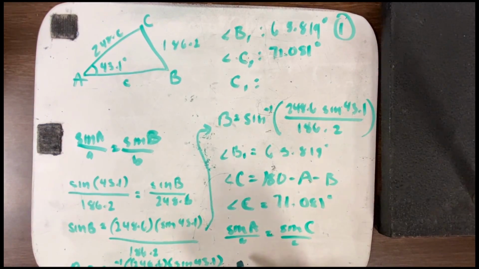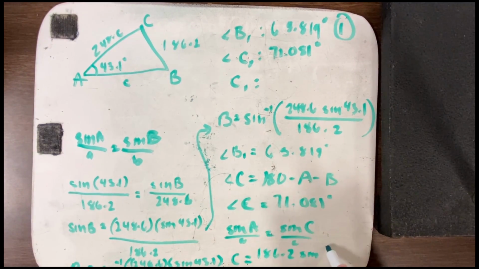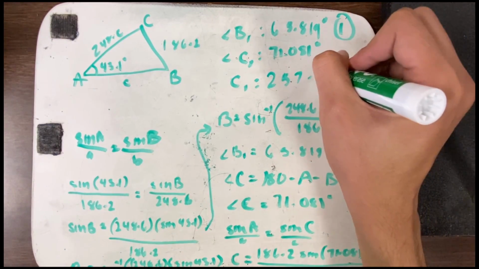Now we do sine A over A, law of sines again, to find missing side length C. Sine A over A equals sine C over C. And we should get that C equals 186.2 times sine 71.081 divided by sine 43.1. We plug that into the calculator, we get C equals 257.79.